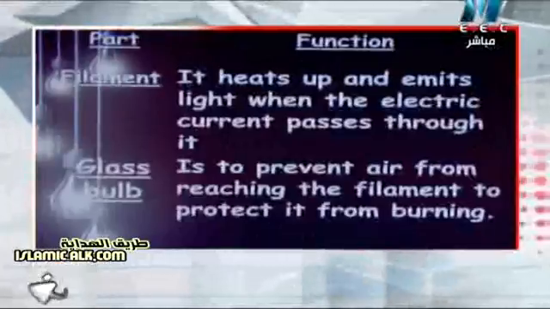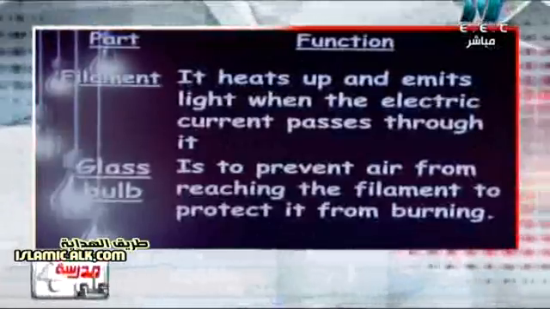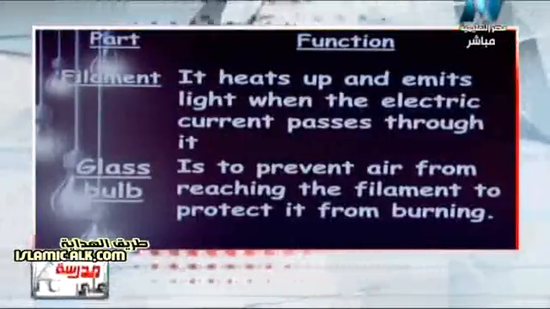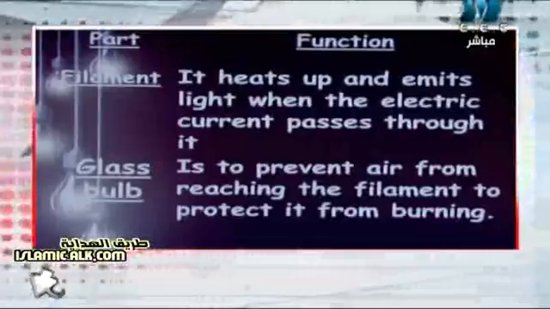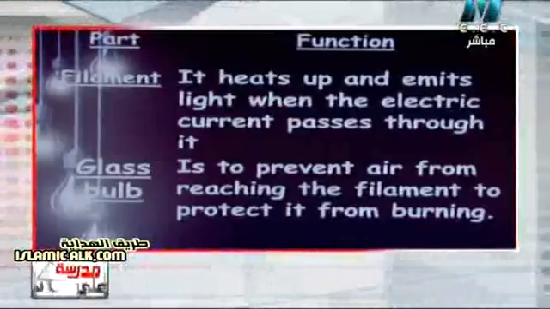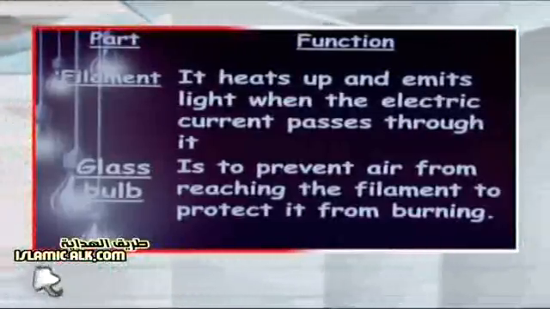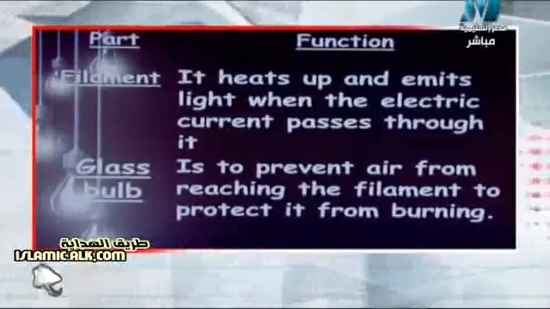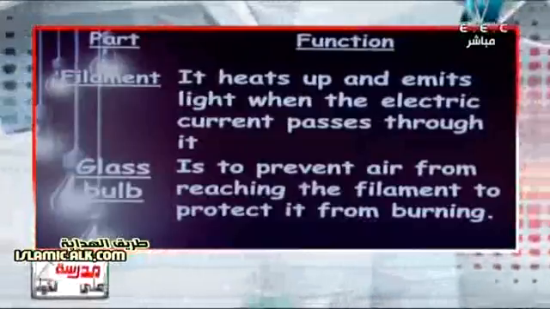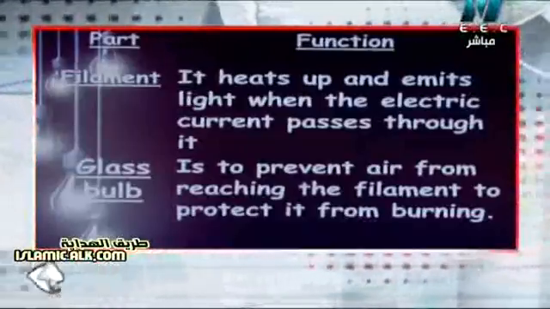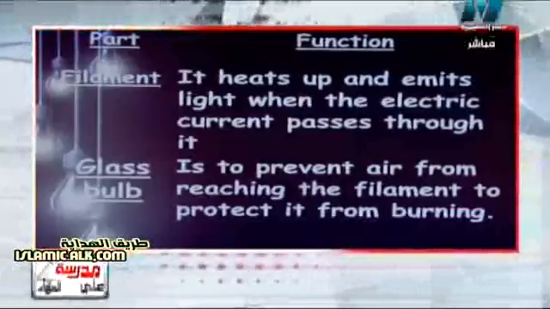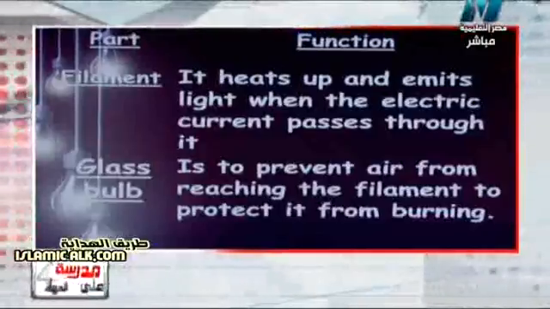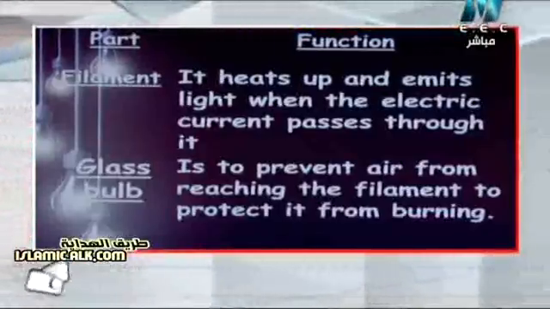Here we revise, we review all the components of the light bulb. The filament, I said, is the most important part of the light bulb, and it's made of tungsten. Again, give reason: the filament is made of tungsten because it has a high melting point. Its function is that it heats up and emits light when the electric current passes through it. It heats up when an electric current passes through it, so it generates heat and very strong light.